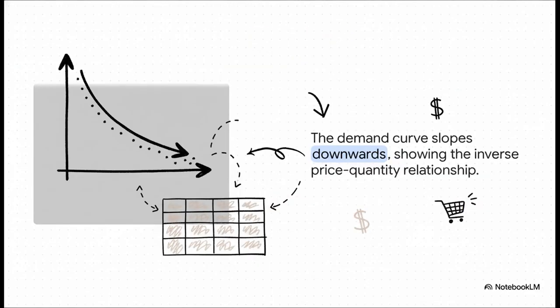And here is where we turn that table of numbers into a powerful visual model. By plotting each of those price and quantity points onto a graph, we create this classic downward-sloping demand curve. It's such a useful way to see, at a glance, that inverse relationship between price and the quantity demanded. It's a tool we're going to use a lot.